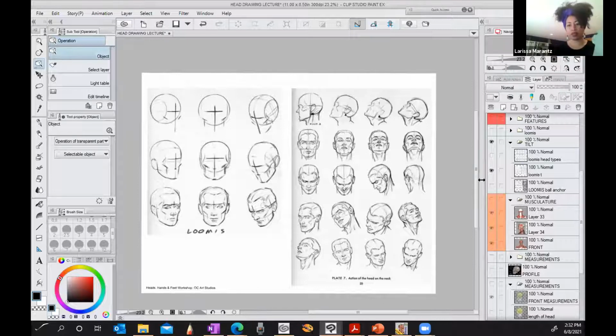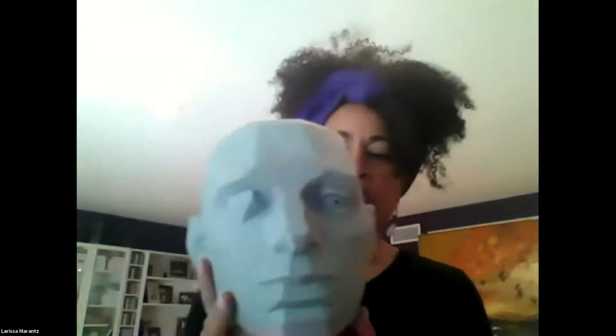Now I'm going to stop sharing my screen really quick so you can focus on my little planometric head. So the planometric head is basically, this side is less defined and has larger planes than this side. Forgive the little drawings on it. This is what happens when you have little children that like to play in your studio.